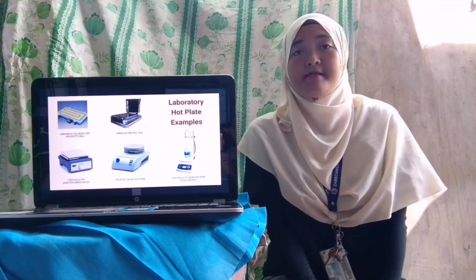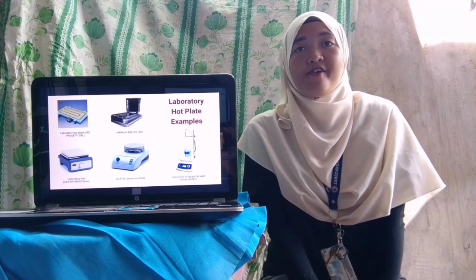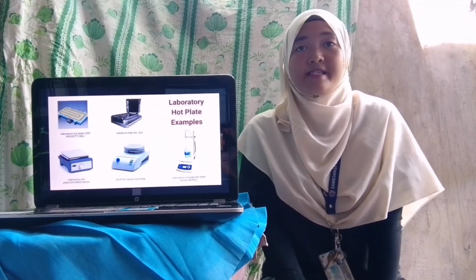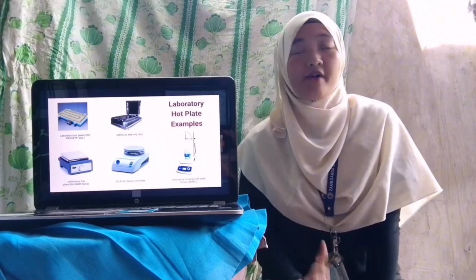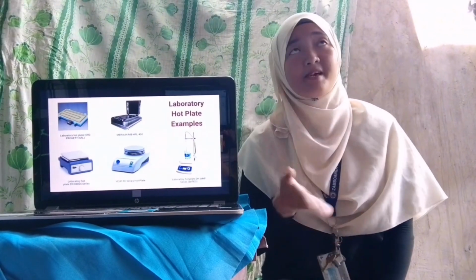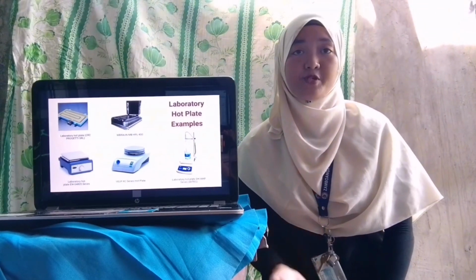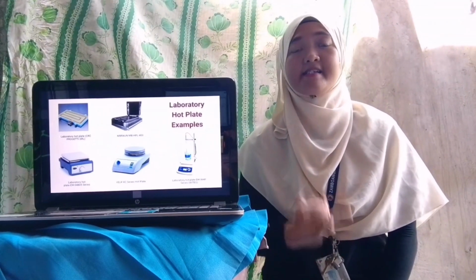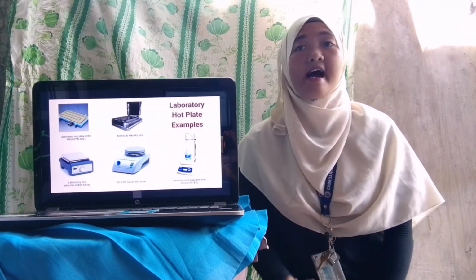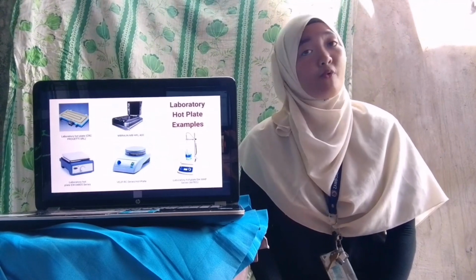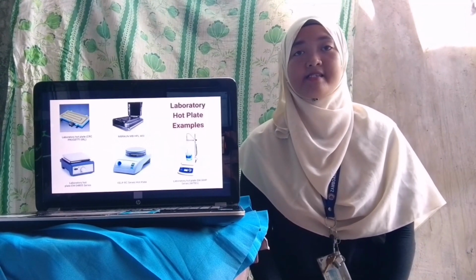And let's go to the limitations of hot plates. Hot plates are frequently used in laboratories. However, they can be dangerous since they can produce burns, fire, and electrical shock, which can result in accidents, seriously disrupt lab work, and destroy scientific data.